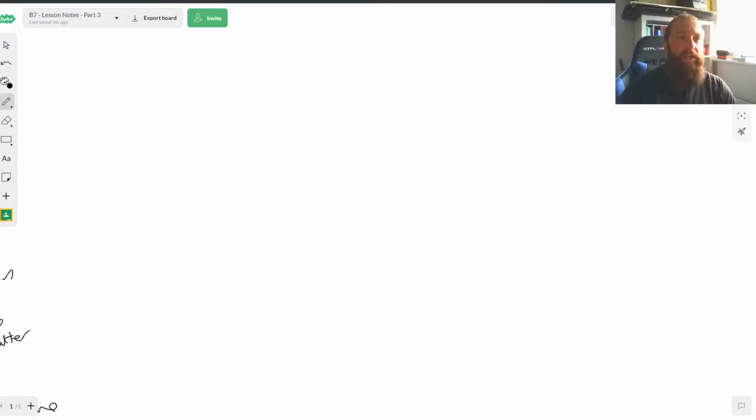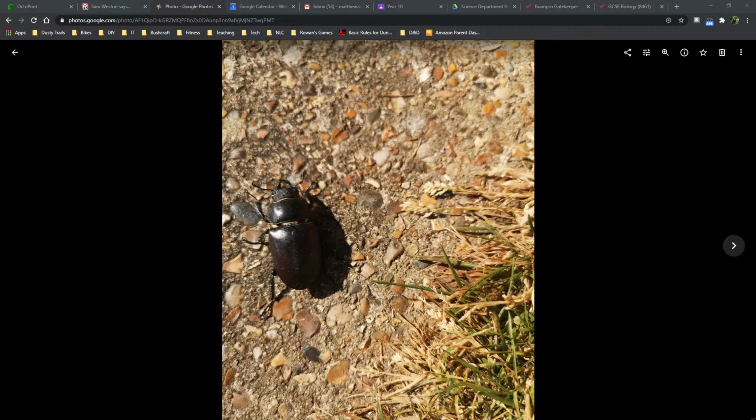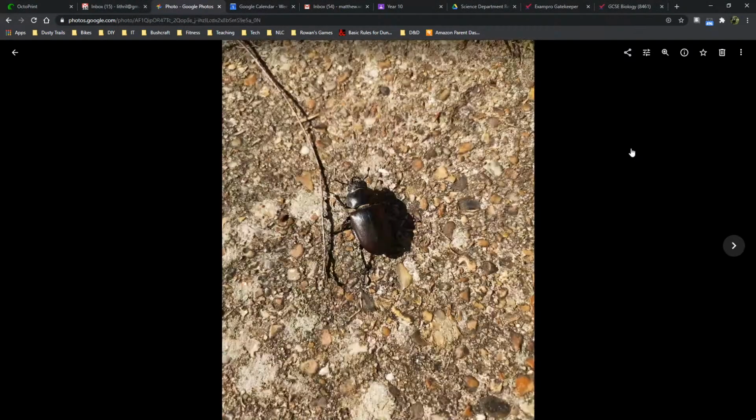Let me just see if I've got a picture of the female. I might not. We did see one, just so I can show you the difference. There we go. So this is the female stag beetle. And you can see its pincers at the top are very, very tiny.